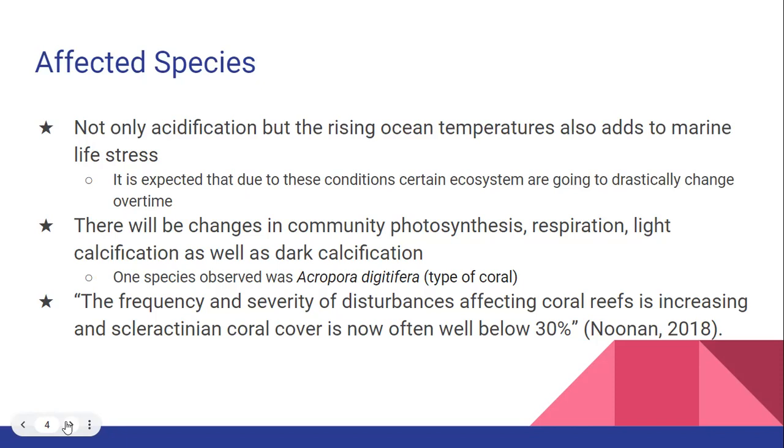One species observed was the Acropora digitifera, which is a type of coral. The frequency and severity of the disturbances affecting coral reefs is increasing, and the scleractinian coral cover is now often well below 30%, which is very sad to see because this coral is very important in ecosystems.